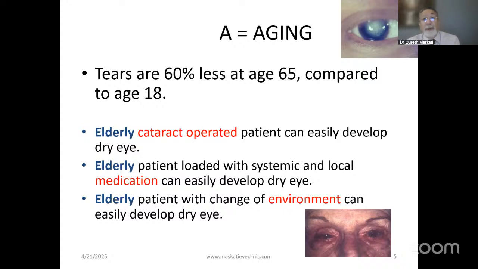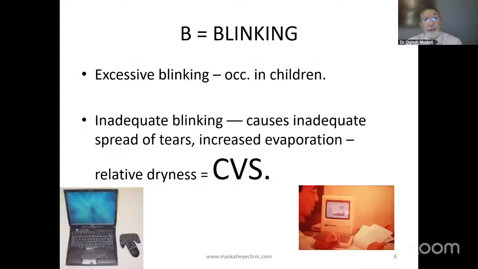So why is a cataract patient so prone to dry eye? Just because of these factors. So aging. B is for blinking. We know that inadequate blinking, God designed our eyes to have blinks.